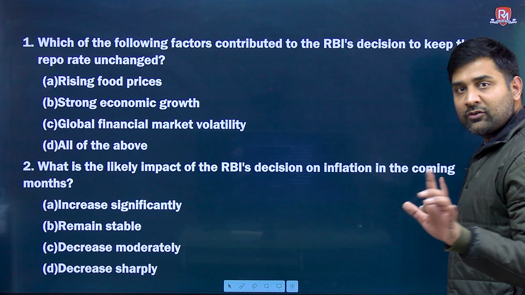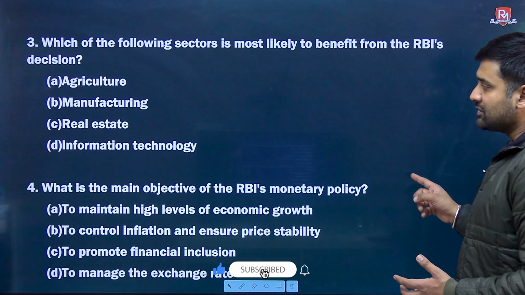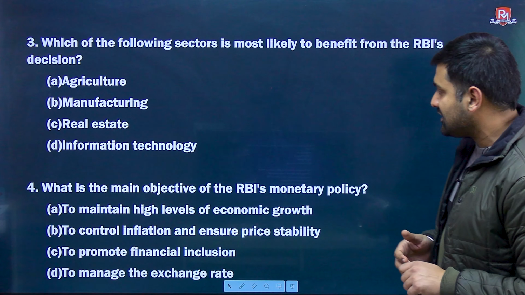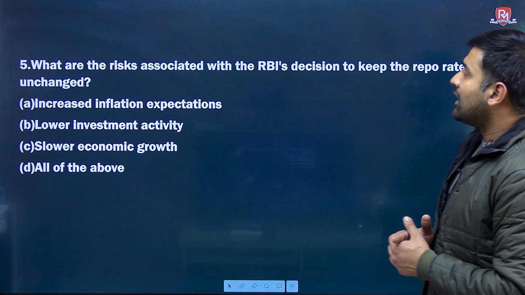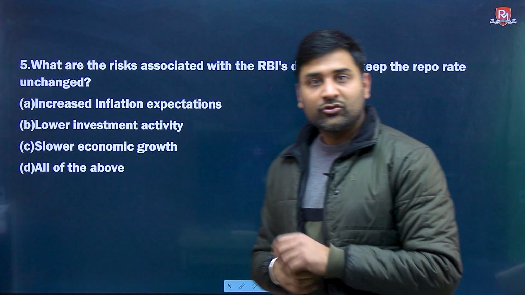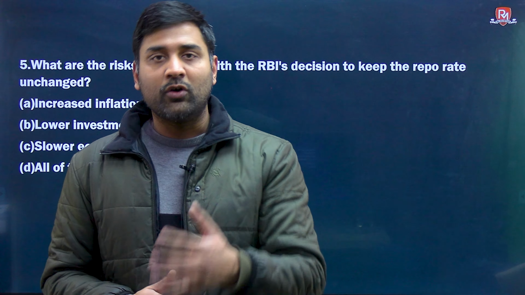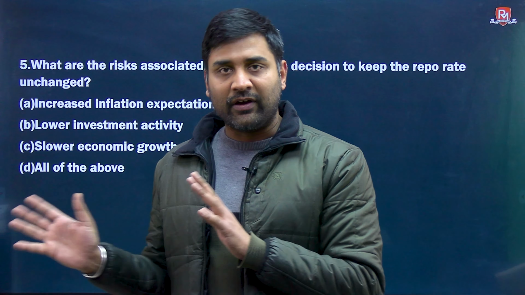These are the 5 different questions we have framed, and you have to answer all these 5 questions. Now, which of the following sectors is most likely to benefit from the RBI's decision? What are the major objectives of RBI's monetary policy? And what are the risks associated with the RBI's decision to keep the repo rate unchanged? So these are 5 basic questions framed from this particular news, and your work is to answer all these, and after answering you can download the sheet, and on the last slide you can find the answers for these 5 questions.